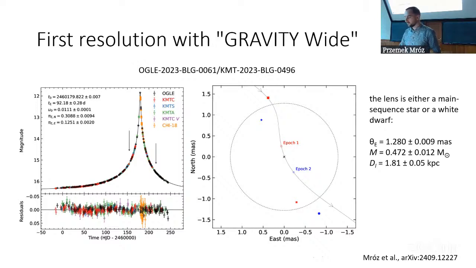It's not a black hole, of course, but it shows us the capability of this new instrument, and it demonstrates that we will be able to use it in the future to make these measurements routine. And again, I want to point out that these are really precise measurements. So we measure the angular Einstein radius with a precision of 0.7% and the mass with a precision of 2.5%, which we consider a really good job.